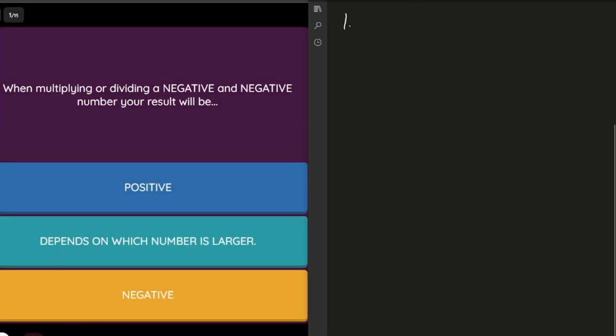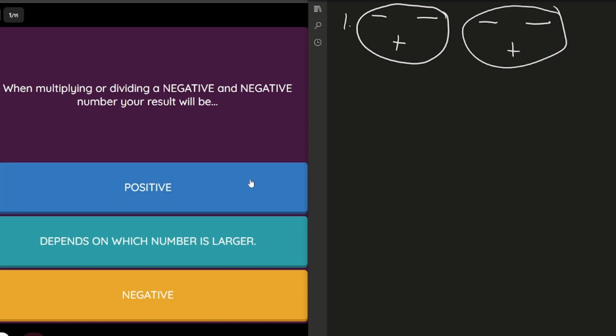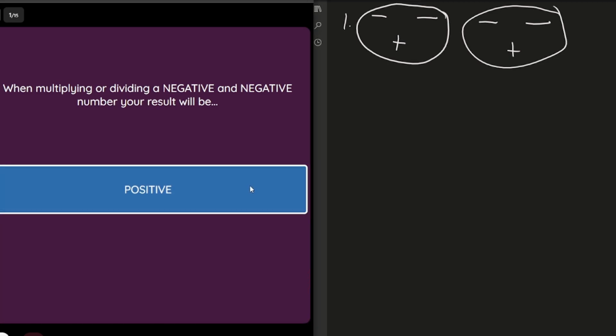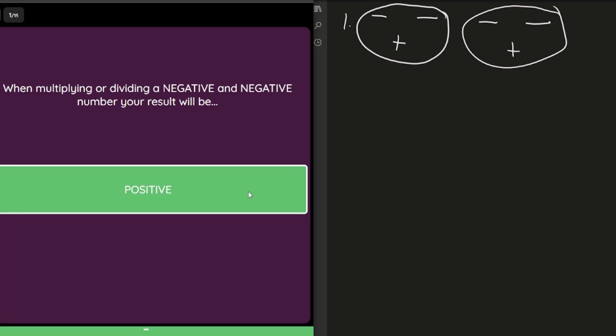For number 1, if you multiply a negative and another negative, we know it's going to be positive. Same thing with dividing. Dividing a negative with another negative will give you positive. There you go.